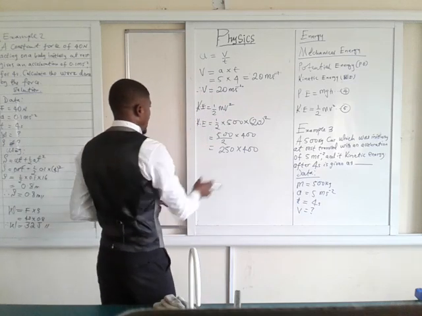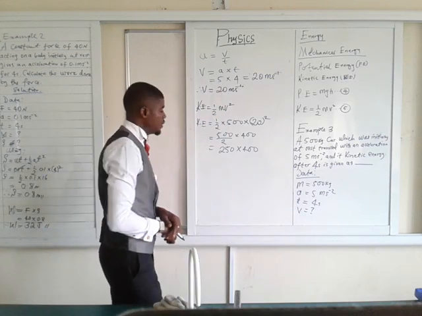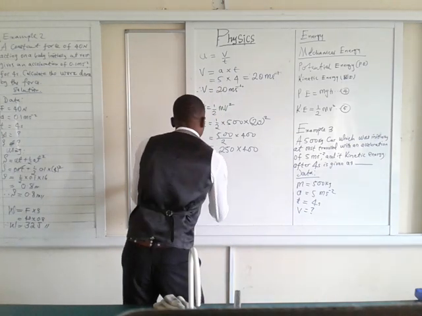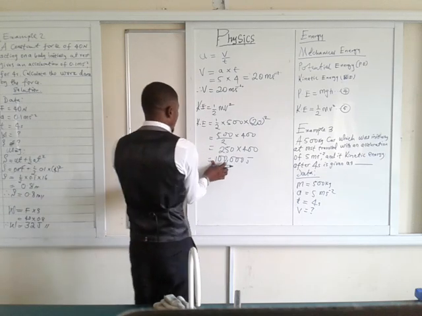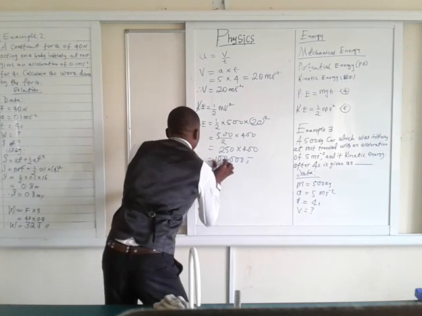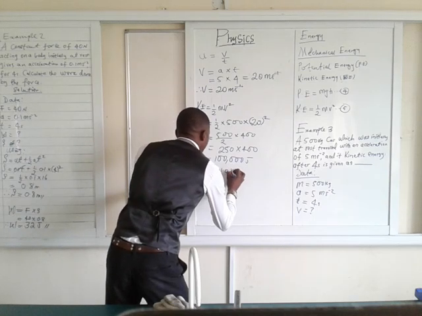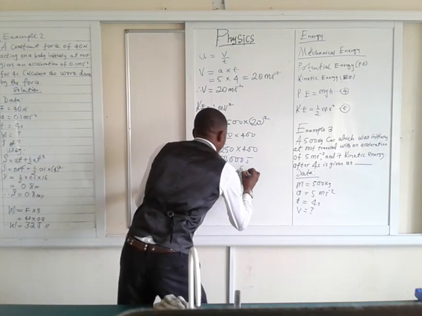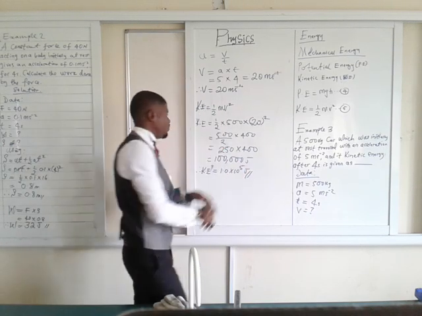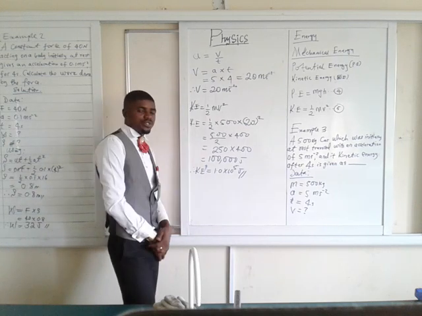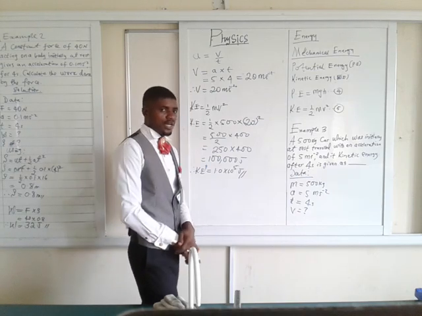So what will be our final answer? Our final answer definitely is 100,000 joules. Writing this answer in the standard form, we have our KE equal to 1.0 times 10 to the power 5 joules. So our kinetic energy is this. Very simple. Look at the next example and then we'll wrap it up for this section of the class.